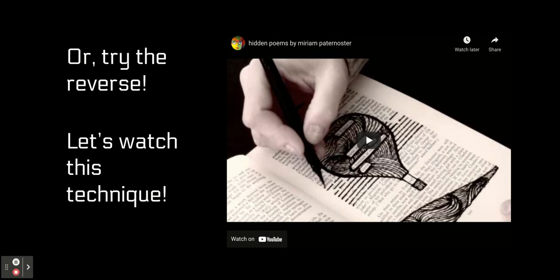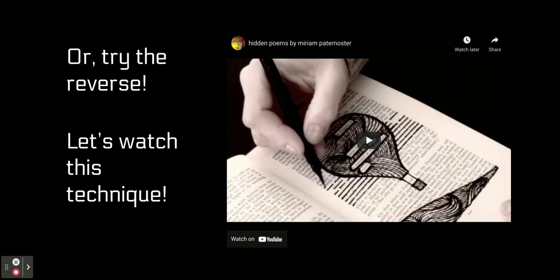And you could do the reverse too. I'm not going to play this video for you, but it's pretty neat how they just decided, I want to draw a hot air balloon, so I'm going to do that. And then they only pick the words within the piece. So you could either pick the picture first and then only pick words within that picture, or you could pick the words and then try to design it according to what you've circled, like that water one.